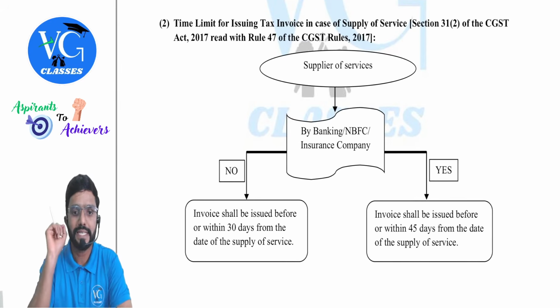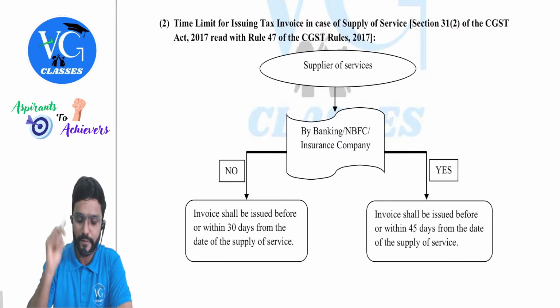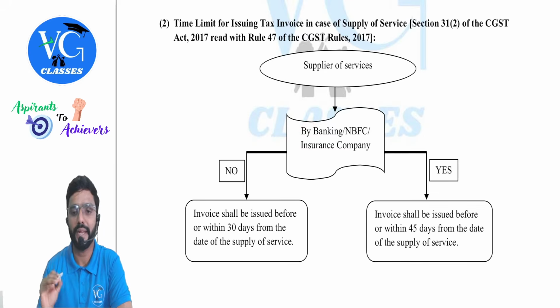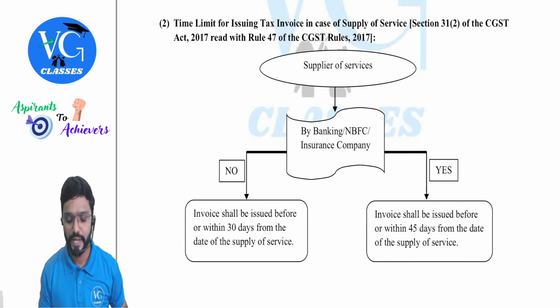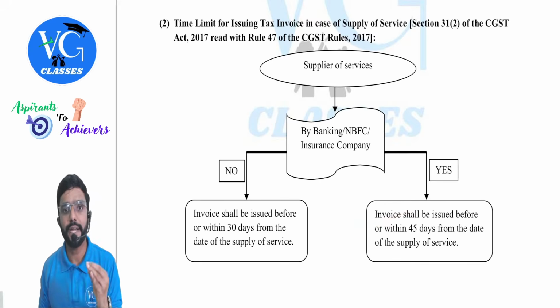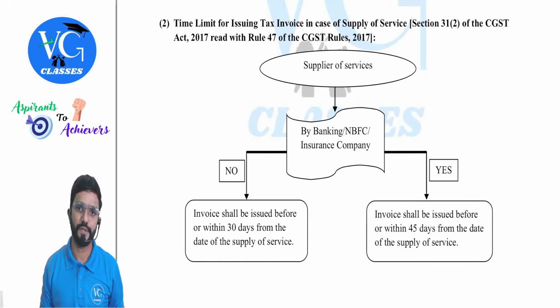Let me read out. Time limit for issuing tax invoice in case of supply of service. First check who is the supplier. If supplier is a banking company or NBFC or insurance company, then the invoice has to be issued within how many days? 45 days. I repeat, if supplier of services is a banking company, NBFC or insurance company, then the invoice has to be issued on or before 45 days from the supply of services.